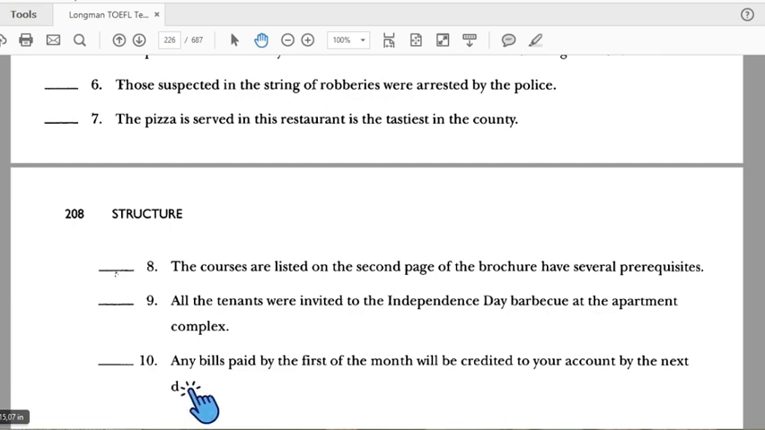Okay. Last number. Any bills paid by the first of the month will be credited. Is the sentence totally correct? Any bills is the subject. Okay, paid is an adjective. Will be credited is a verb. So number 10 is correct.